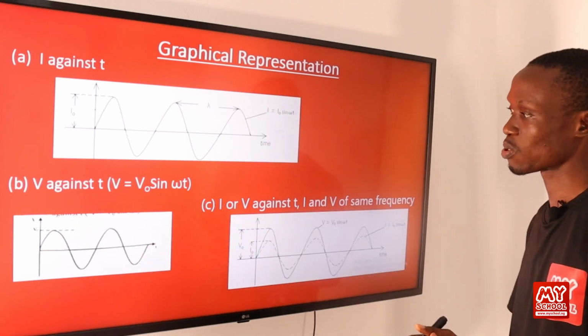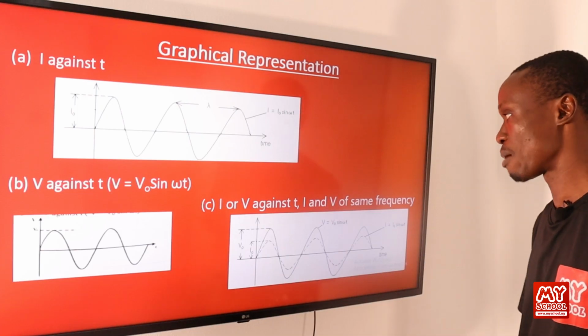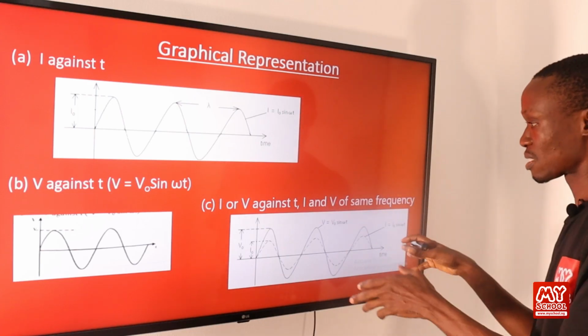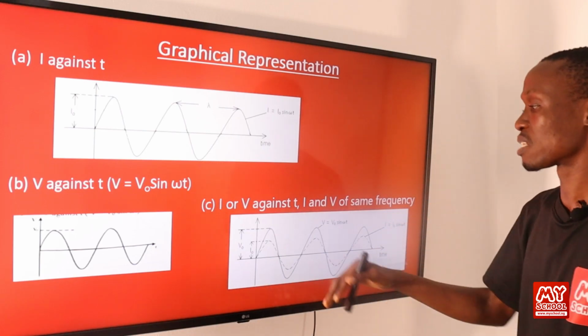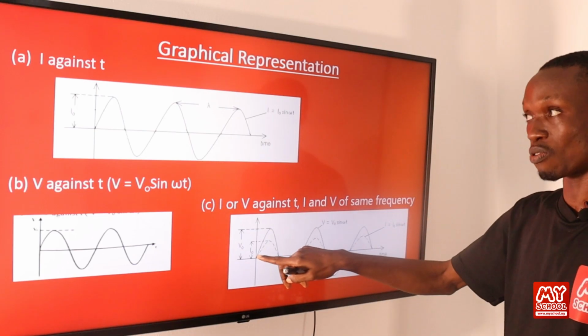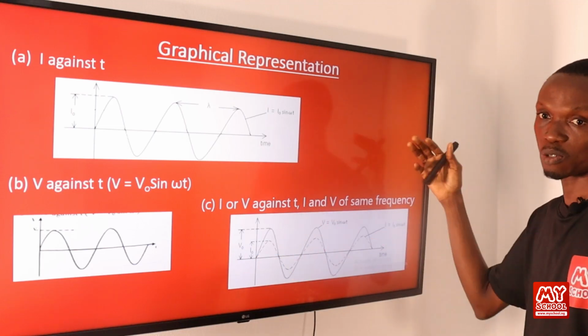While for C, we also have I or V against time, and I and V in this case have the same frequency, so both graphs begin at the origin, or begin at point 0. So let's move to the next slide.